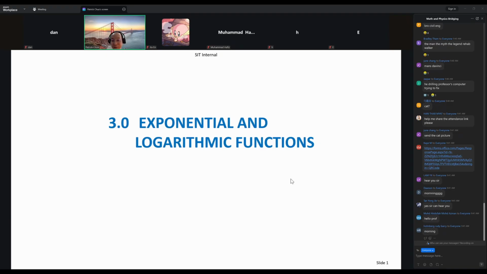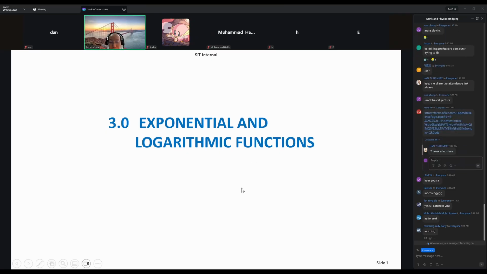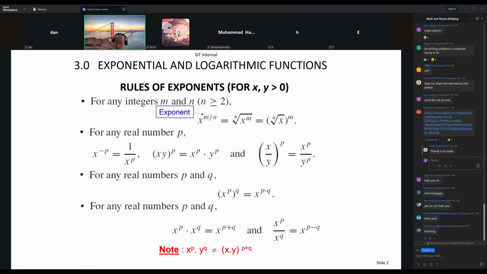Okay, all right, let's get started. So this morning we will go into topic 3, exponential and logarithmic functions, which in your degree programs, in your modules, when you come into SIT to study, you will definitely come across all these exponential and logarithmic functions, definitely. Okay, so let's go to the next slide.